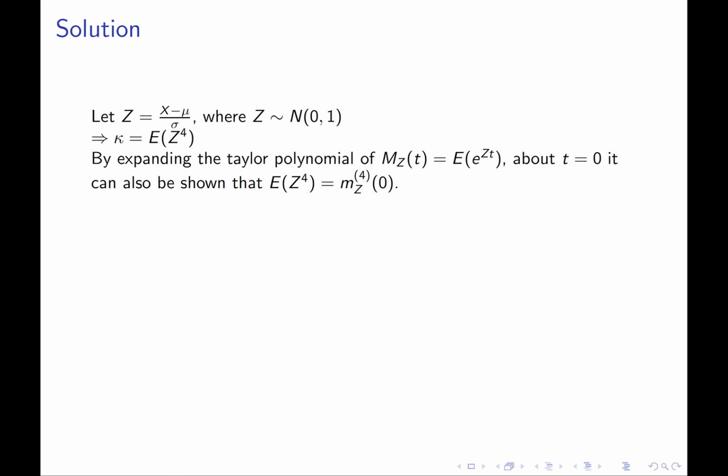So next, by expanding the Taylor polynomial of Mz(t) equals E[e to the tz], we have our moment generating function about t equals 0. It can also be shown that E[z to the fourth] equals Mz, the fourth derivative of our moment generating function. So this is just basic. You can prove this, but this is something that you should just know.